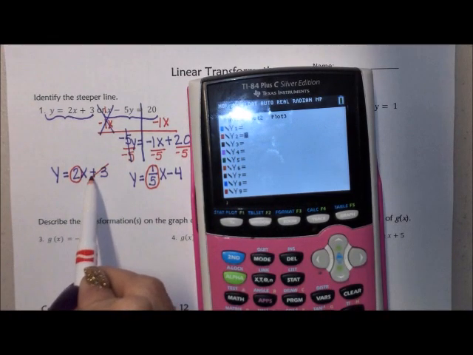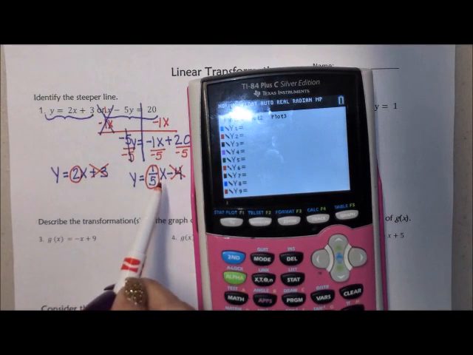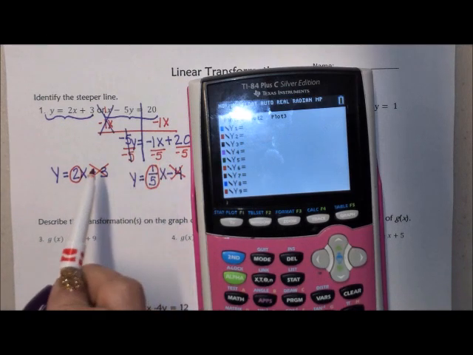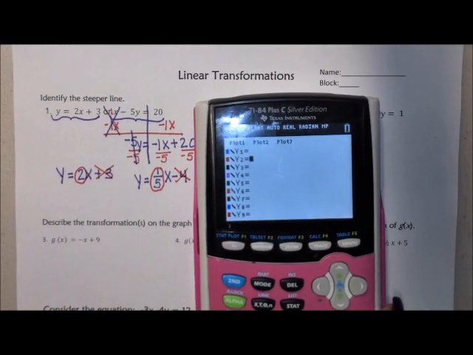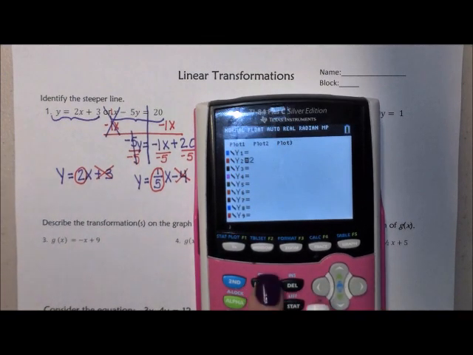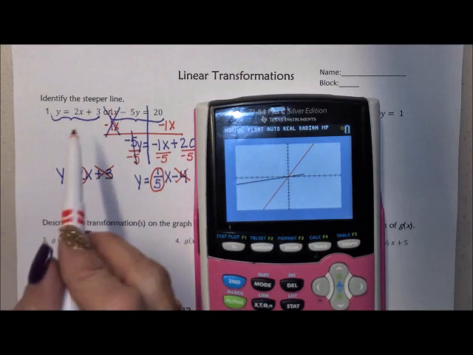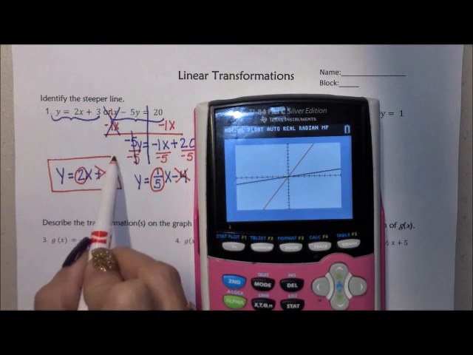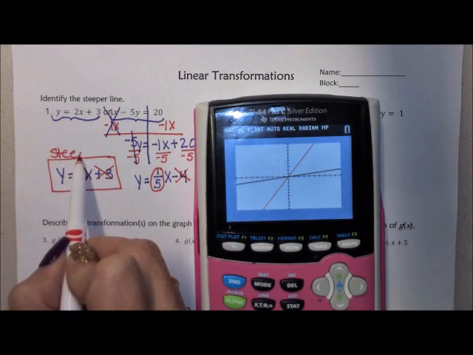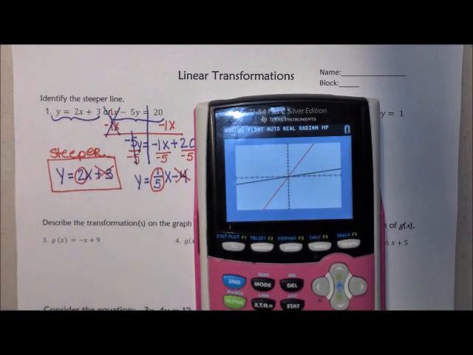I don't have to worry about this part, because remember, when it's on the end, that's a vertical shift. So what I'm going to do is just look at 2x versus 1/5 x. I'm going to graph those. Here's 2x, and here's 1/5 x. Which one's steeper? Yeah, it's pretty easy to see that this one right here is the steeper one. So I'm going to write steeper. Okay, let's try the next one.